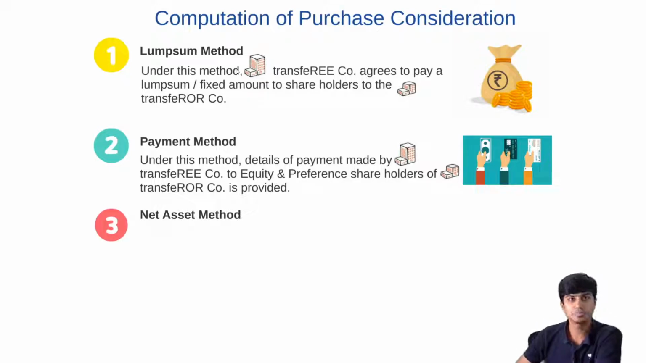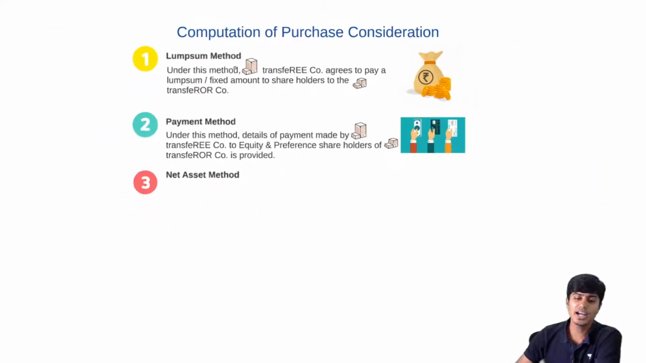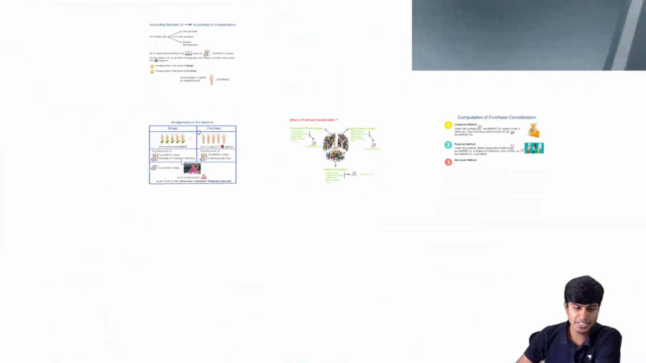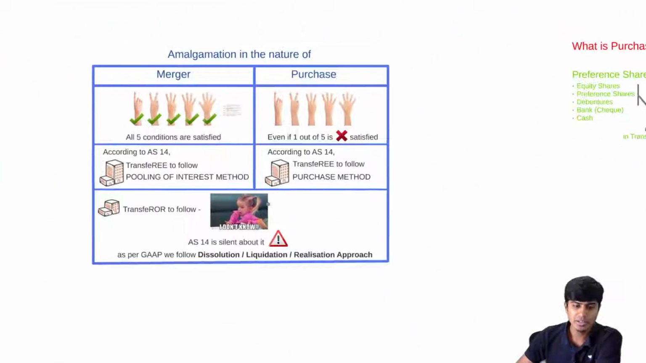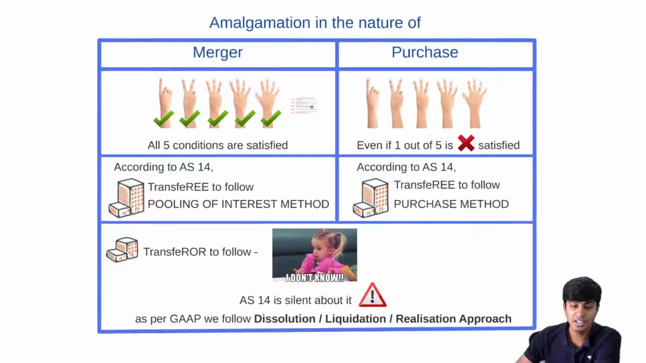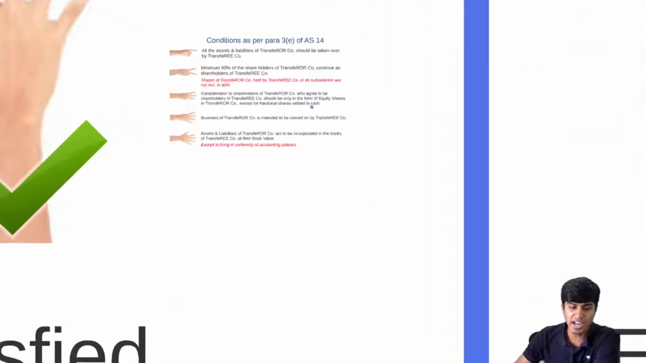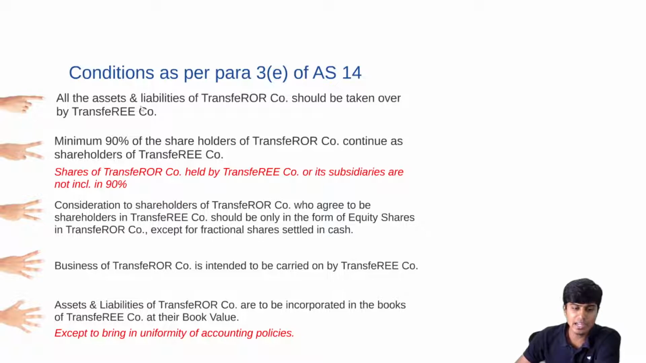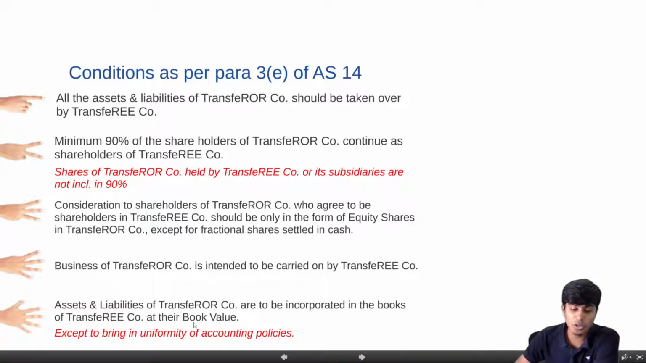It will lead to failure of a condition that we had discussed in the past. Let me show it to you. We had discussed 5 conditions. Here you remember amalgamation in the nature of, to decide whether it is purchase or merger. We discussed conditions. One of the conditions is that all the assets and liabilities should be taken over. First condition. Last condition, it should be taken over at book value.